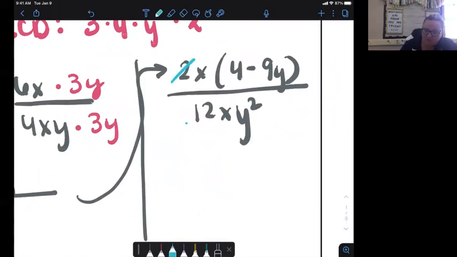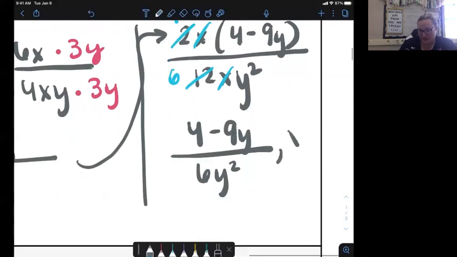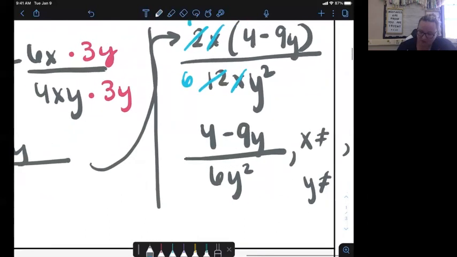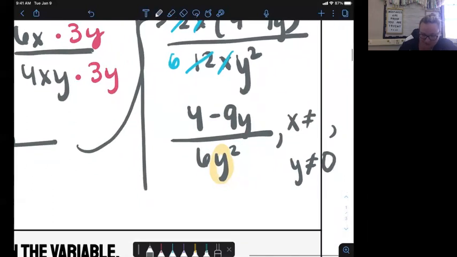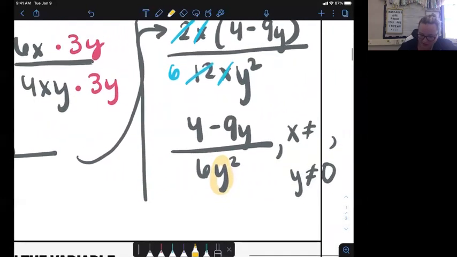Well, 2 goes into 12 6 times. So I can reduce 2 and 12 by 2. So I get 1/6. X divided by x becomes 1. So I have 1 times 4 minus 9y all over 6y squared. And then x can't be and y can't be something. Well, I have y squared left in my denominator here. So y isn't allowed to be 0. And then I also had an x in my denominator, and that is also not allowed to be 0 either, because if we plug in 0 for x there, we'll end up with 0 in the denominator.